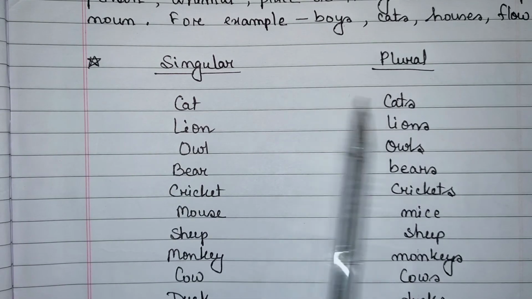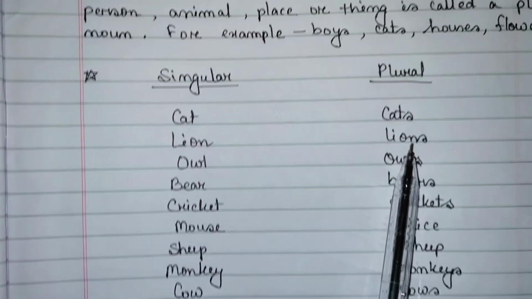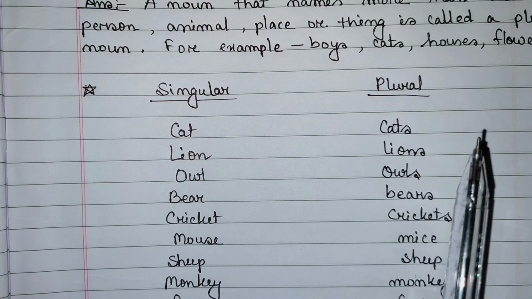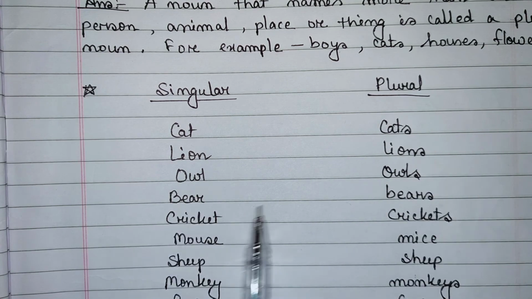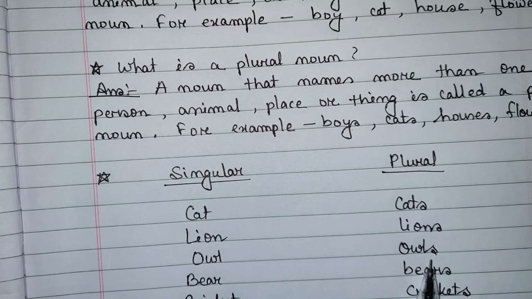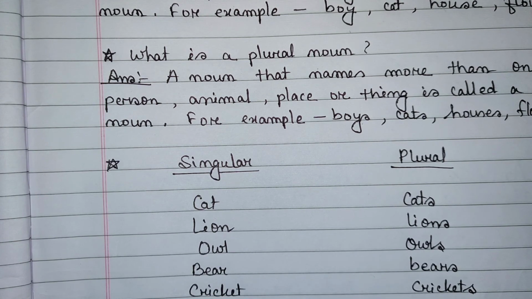Cat, cats. As lion, lions. That means more than one lion. It's called lions. That means the plural form of lion. The plural form of owl is owls, O-W-L-S. Owls. Bear, B-E-A-R. Bear. And the plural form of bear is bears, B-E-A-R-S. Bears.